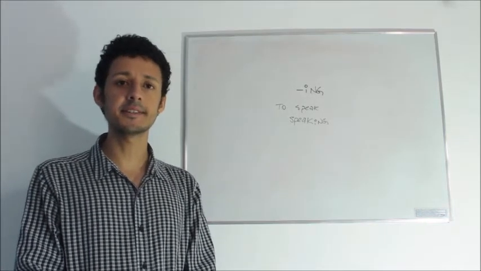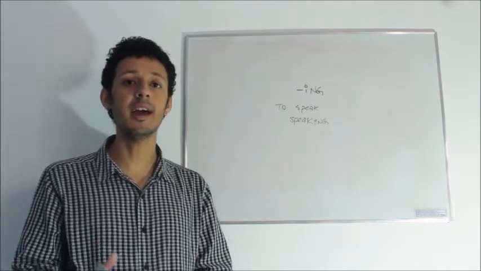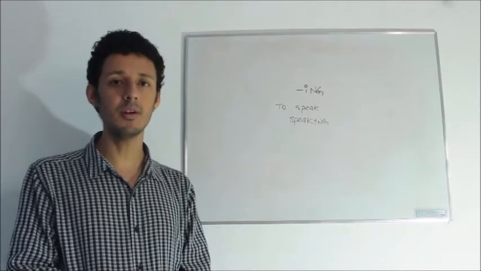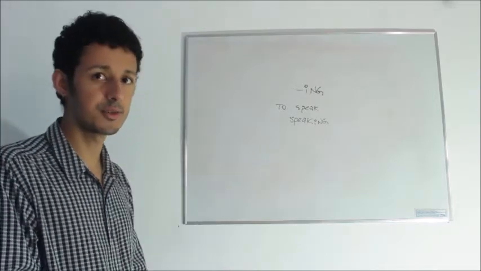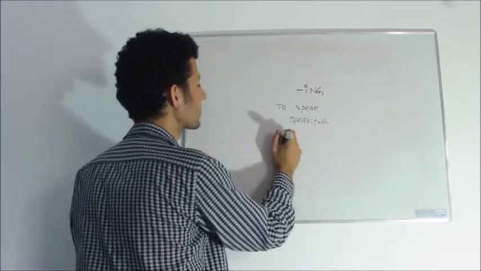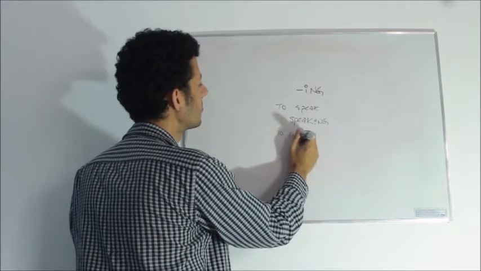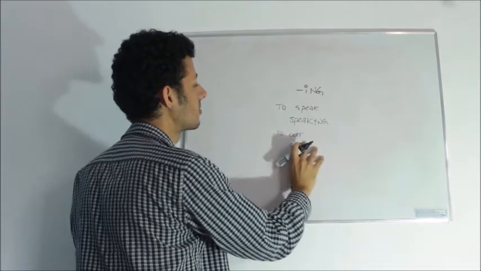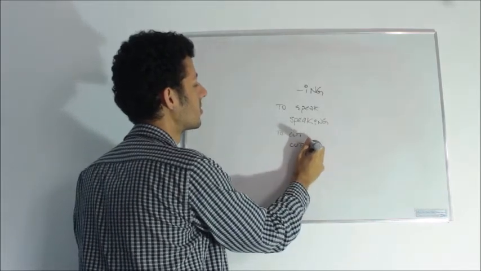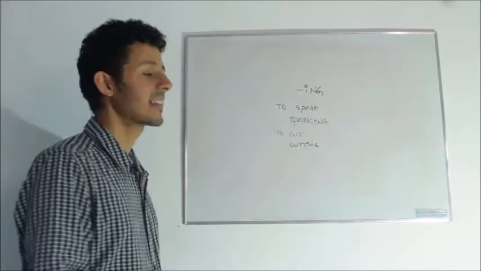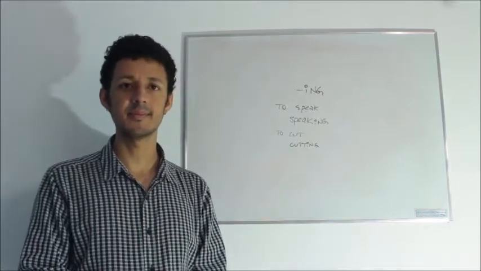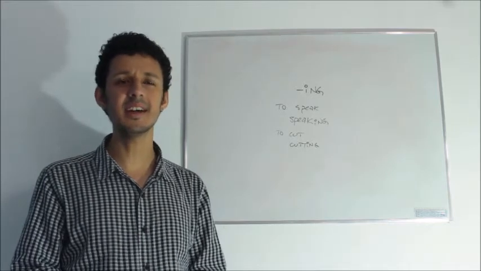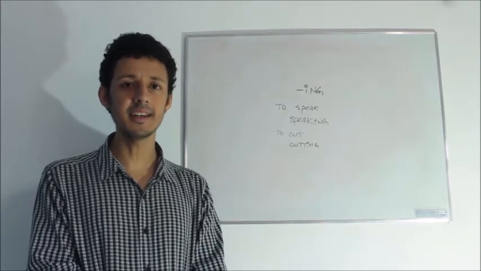For instance, sometimes we have verbs that can have double consonants. It's the case of the verb to cut. So we have cutting and many other exceptions. But again, they are easy.